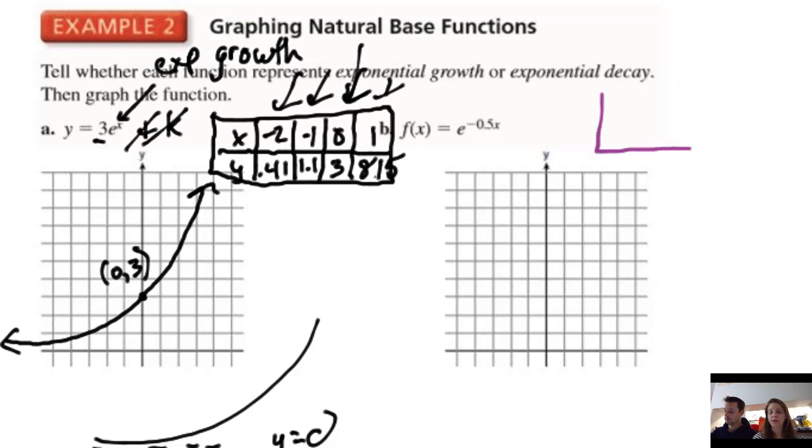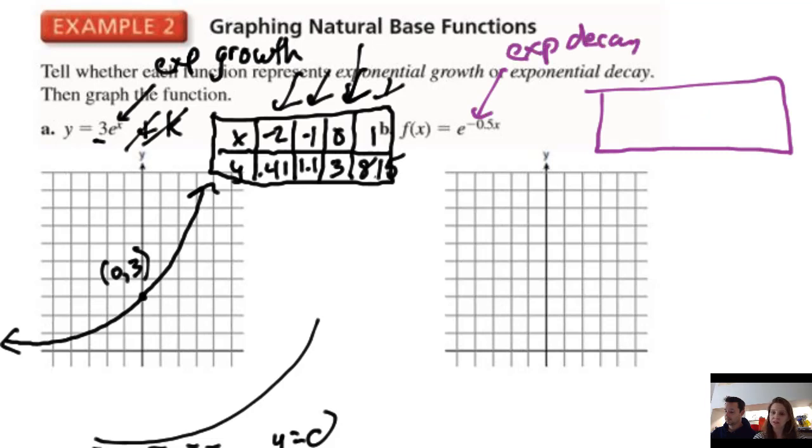It's a negative 0.5, which means if we wanted to make that exponent positive, it'd be 1 over e to whatever power. Well, to the 0.5, and then to the x. To the 0.5x. Okay, either way.